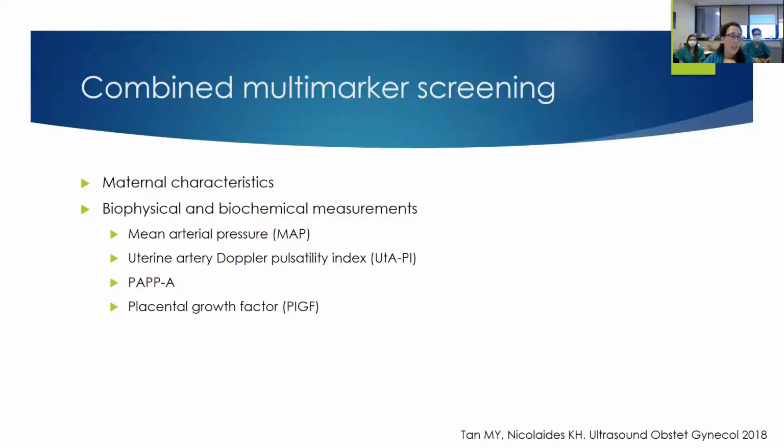Now, what are the approaches to improve prediction of adverse outcomes? There is combined multi-marker screening that combines maternal characteristics and biophysical and biochemical measurements, including the mean arterial pressure, the uterine artery pulsatility index, PAPP-A, or placental growth factor.